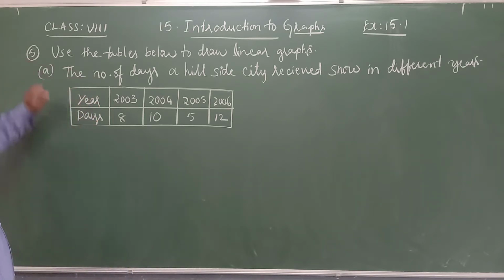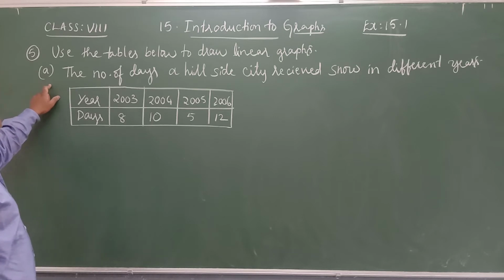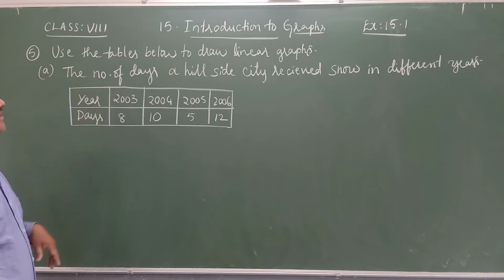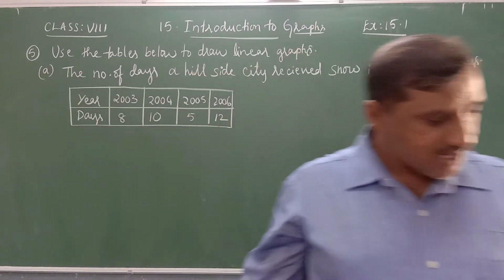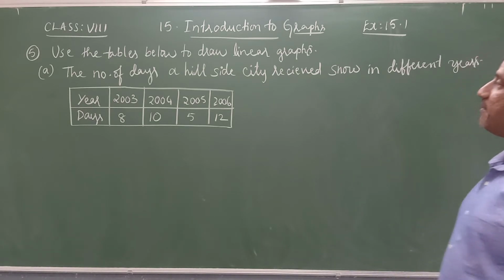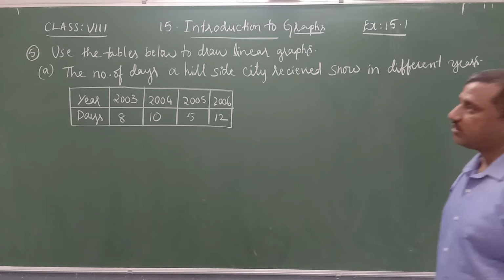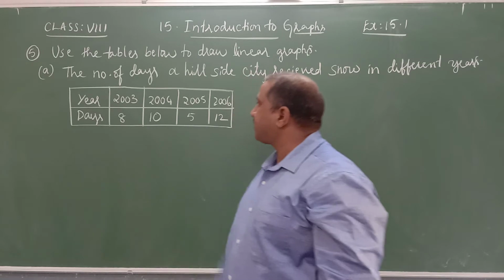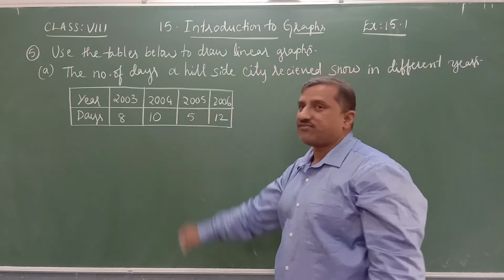So here, use the tables below. Two questions are there which we are discussing to draw line graphs. The number of days a hillside city received snow in different years. So in the year 2003, 8 days. In the year 2004, 10 days. And in the year 2005, 5 days.